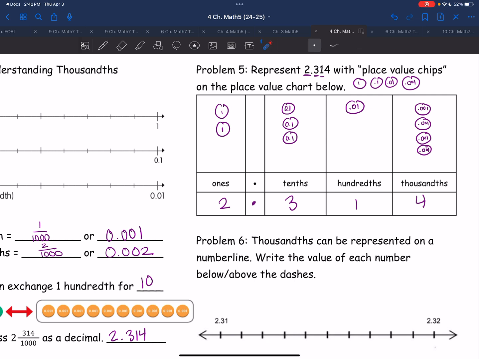So when we say we have 2 and 314 thousandths, that's the same thing as if we were to have 3 tenths, 1 hundredth, and 4 thousandths.